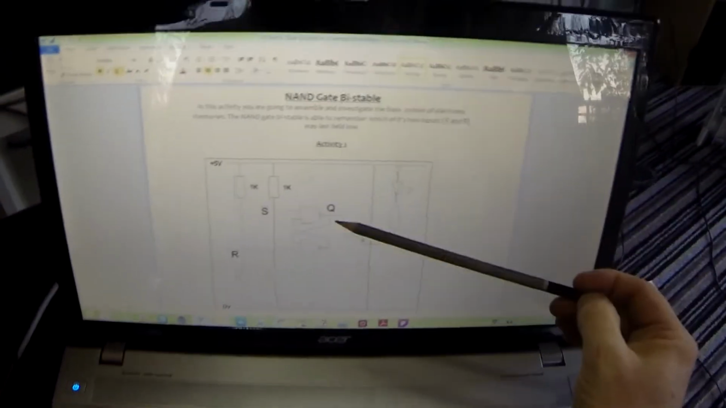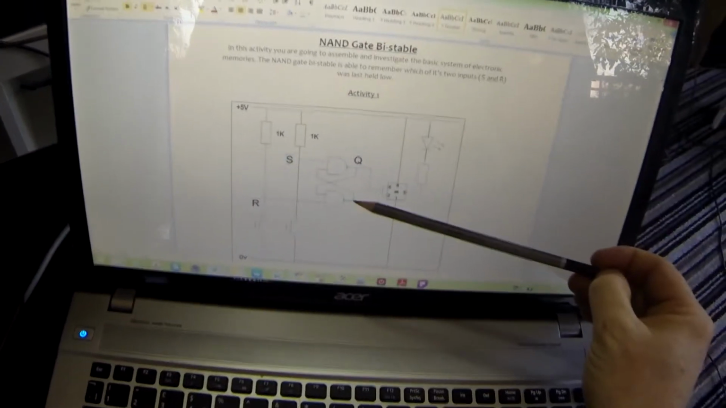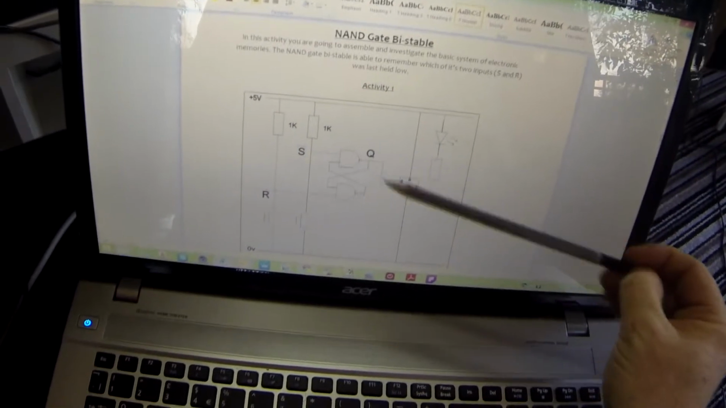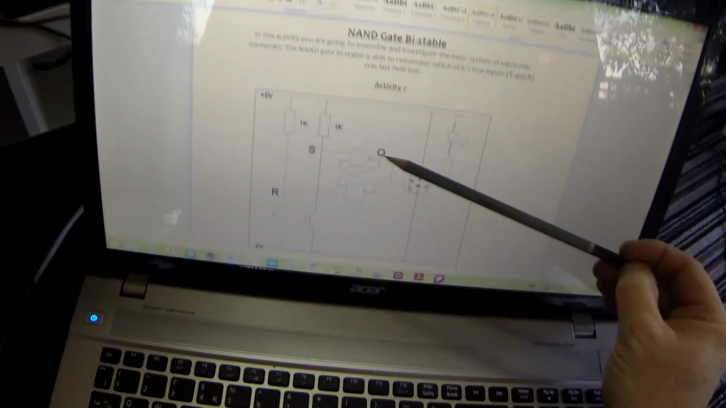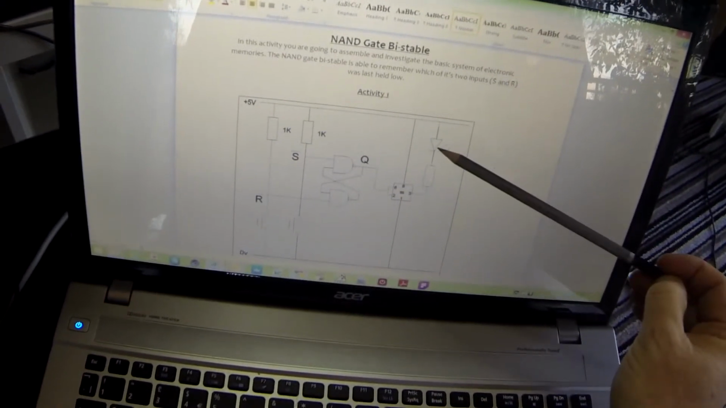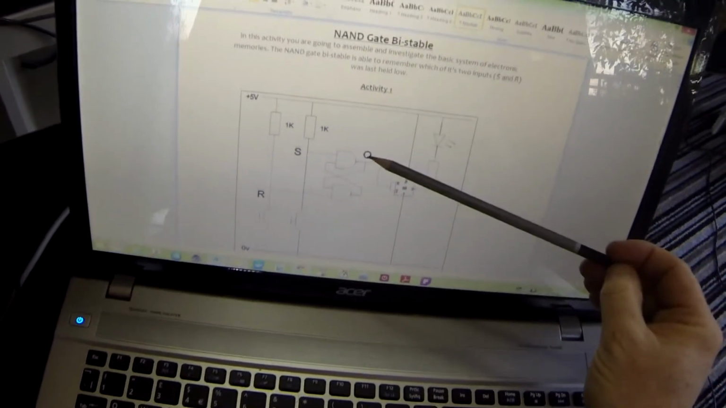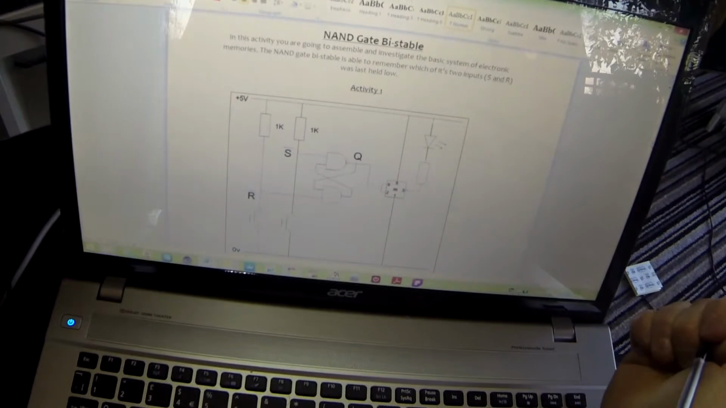And then finally, we're going to call this output here Q, but we are going to look at this output a little bit later. And this output Q goes to the input of our inverting buffer. So when Q is low, the output is high and the LED is off. So when Q is low, the LED is off. When Q is high, the LED is on.